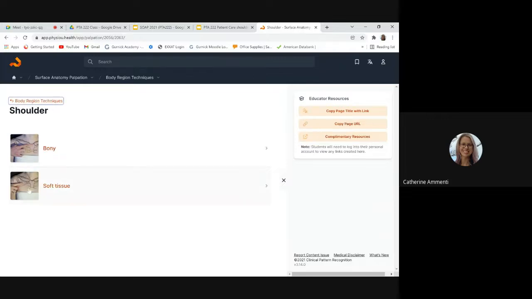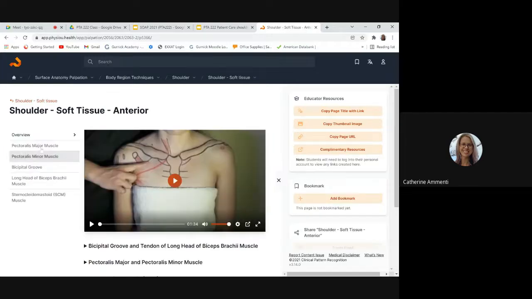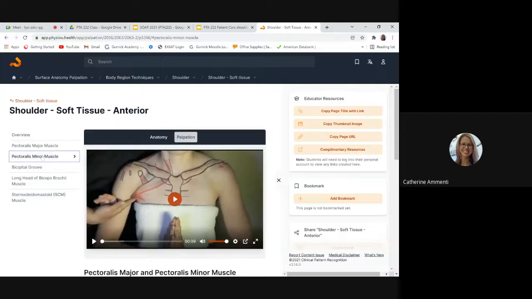And then also we've got soft tissue, where you can jump to find pectoralis minor. That's going to go to the portion of the video that talks about how to get to pec minor. He's not pointing to pec minor yet, but he will talk about it in a moment.